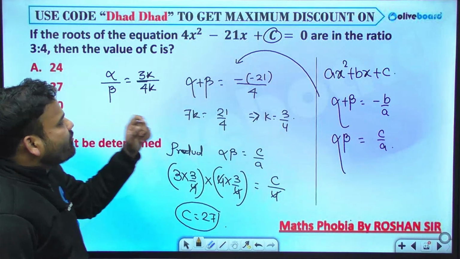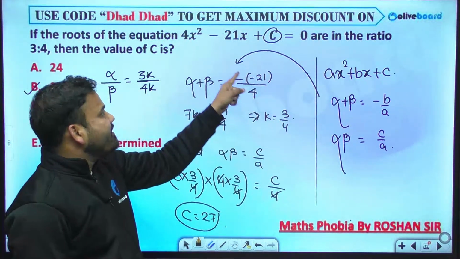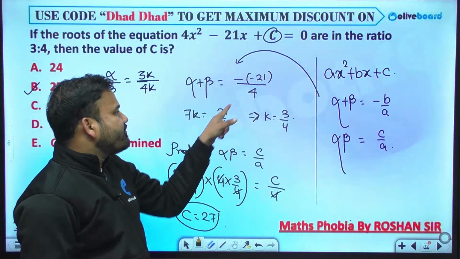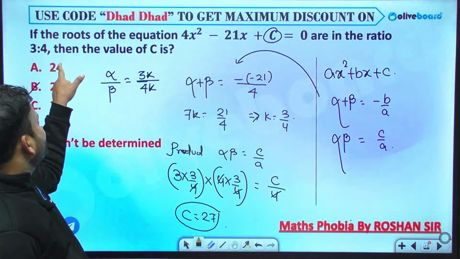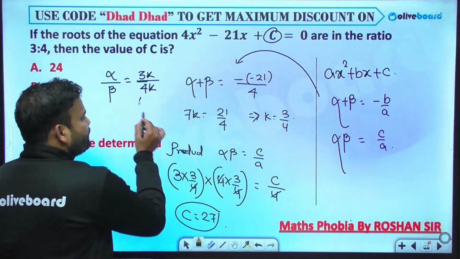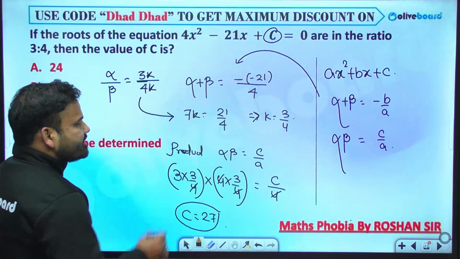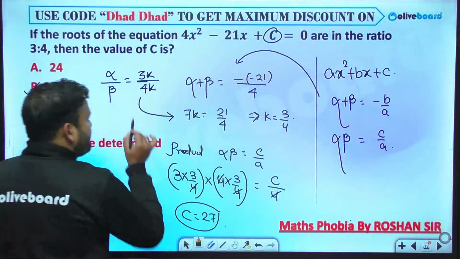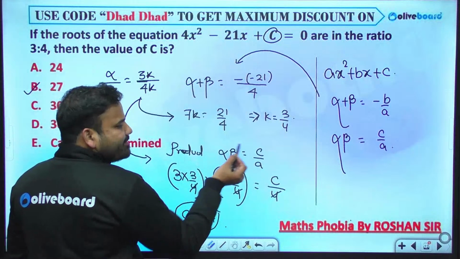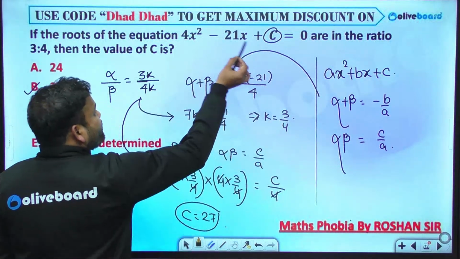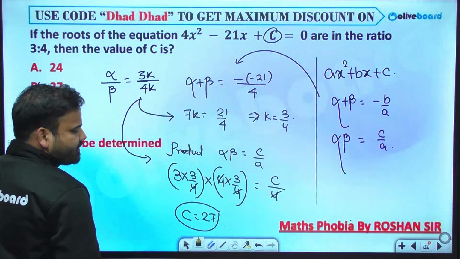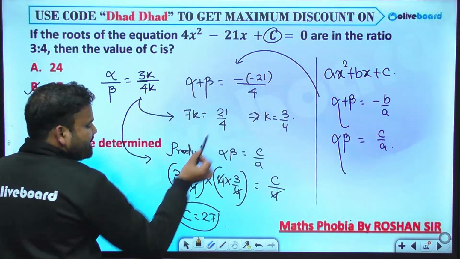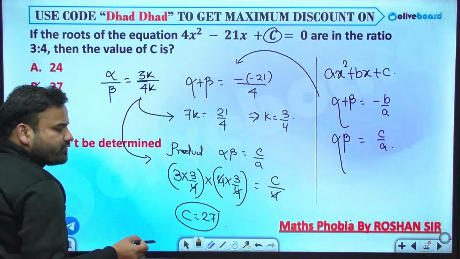So the sum of roots will be minus b by a, minus b. B is minus 21 by 4, that is 21 by 4. And the sum of roots from here will be 7k. 7k is 21 by 4. So we have the highest common factor as 3 by 4. Now the product of roots will be alpha beta, that is c by a. What is a? The coefficient. So I put the value of alpha. Alpha is 3 into k. The value of k is 3 by 4. So the value of c becomes 27.